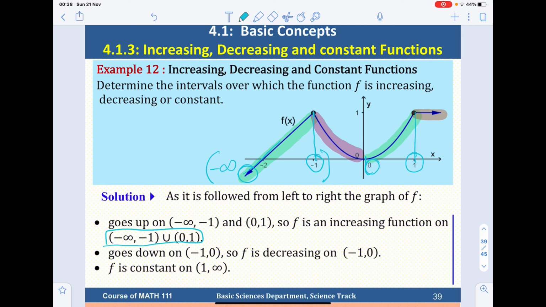The decreasing part is from negative 1 to 0. And the constant is from 1 to infinity, because here it is open, so from 1 to infinity.